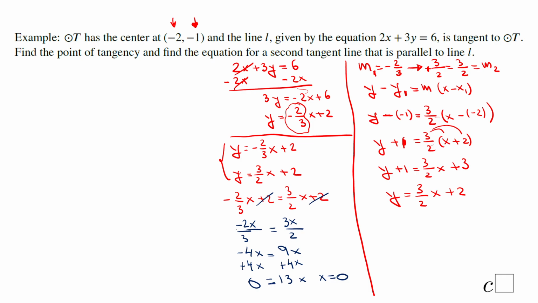How do we find the y coordinate? You can take any of these two equations and plug it in. Take this x equals 0 and plug it in here or in here. So let's say we're going to take the positive one, so we have y equals 3 over 2 times 0 plus 2, and you notice that will be y equals 2. So the point of tangency is (0, 2).